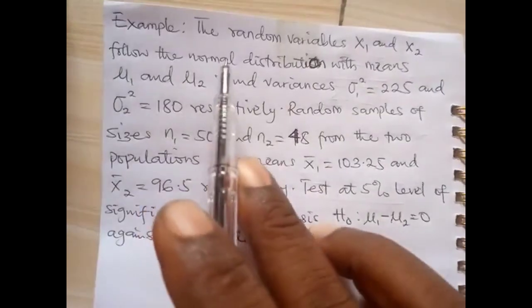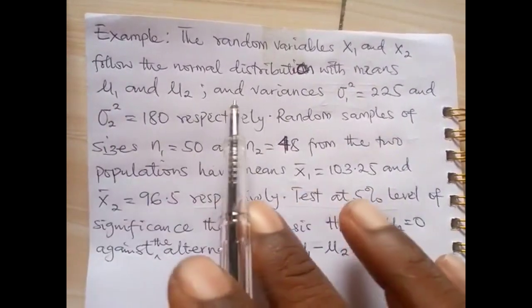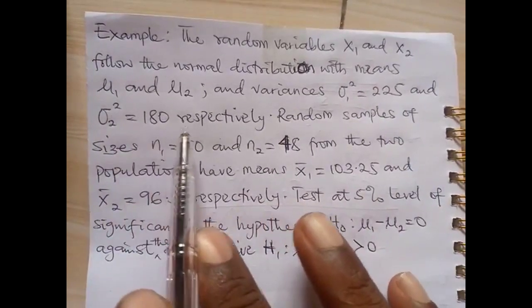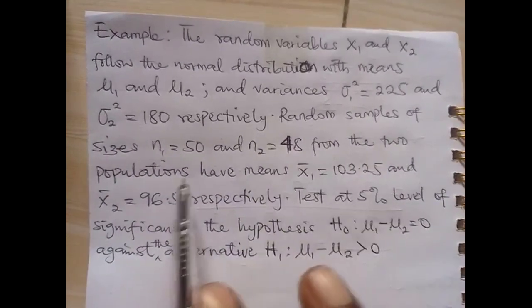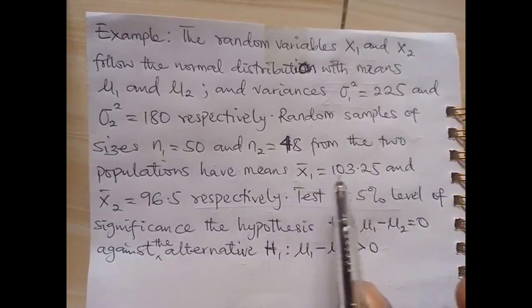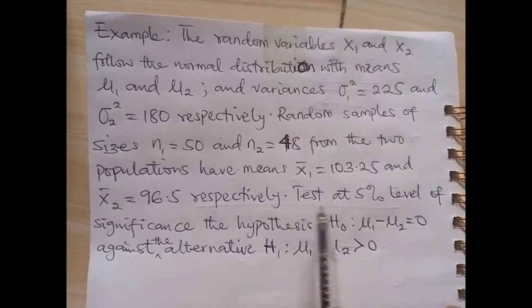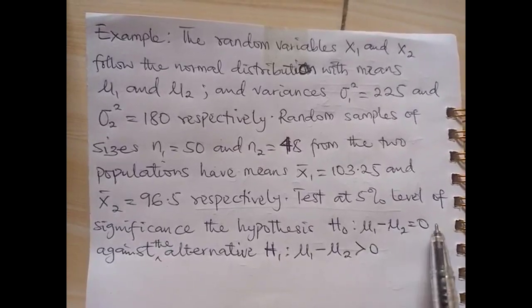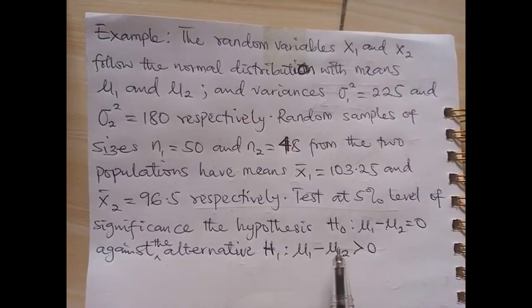For example, this question says the random variables x1 and x2 follow the normal distribution with means mu1 and mu2. The variances are sigma 1 squared equals 225 and sigma 2 squared equals 180 respectively. Random samples of sizes n1 equals 50 and n2 equals 48 from the two populations have means x bar 1 equals 103.25 and x bar 2 equals 96.5 respectively. Test at the 5% level of significance the hypothesis H0 that mu1 minus mu2 equals 0 against the alternative that mu1 minus mu2 is greater than 0.